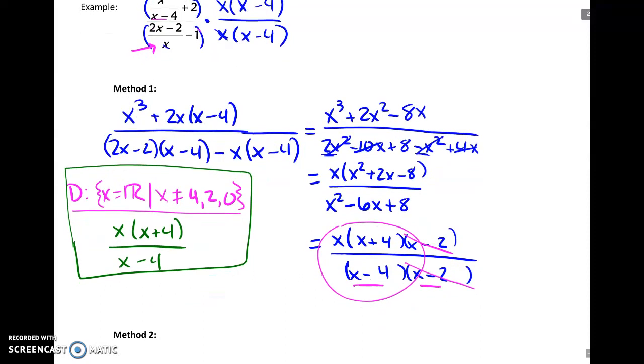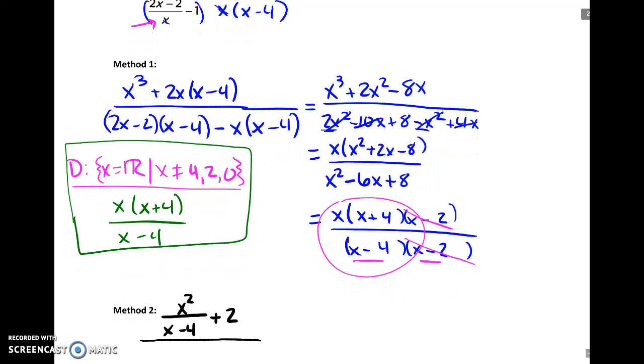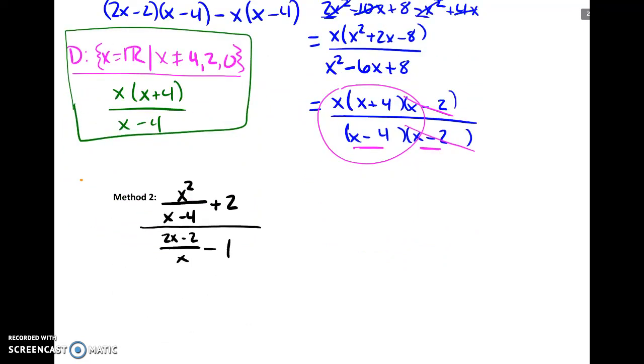So let's rewrite it. We have x squared over x minus 4 plus 2, all over 2x minus 2 over x minus 1. Okay. For this one, I'm going to combine the top, do the whole top of the fraction, and then do the whole bottom of the fraction, get common denominators on each of those, and then divide the fractions.